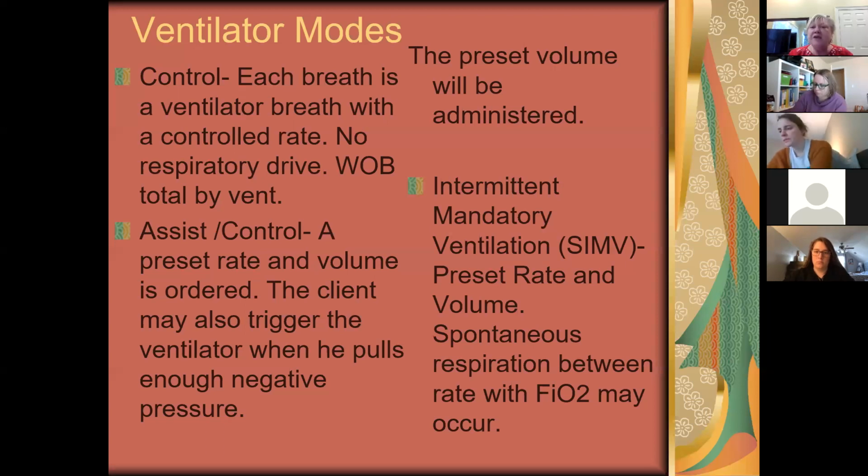All right, so the control mode. The control mode is for people that have no respiratory drive. They will deliver these, and that is all they're going to deliver, okay? All the work of breathing is done by the ventilator. So this would be somebody, for example, that is on a paralytic. They have no respiratory drive. This would be somebody with a high C-spine injury that has no respiratory drive, okay?